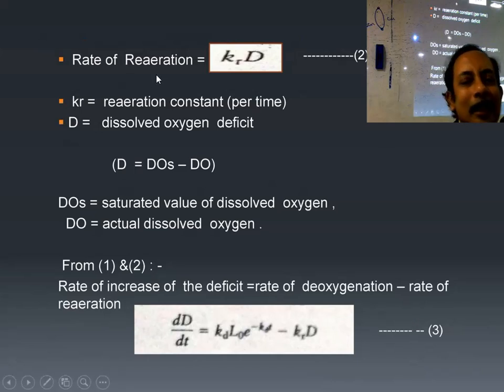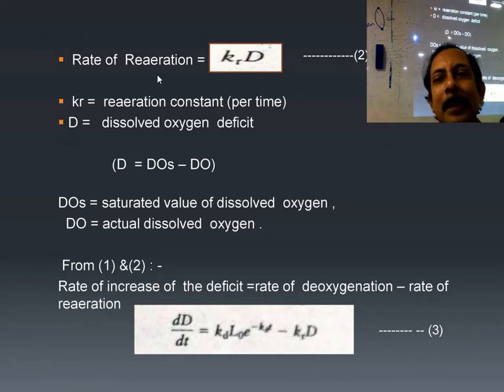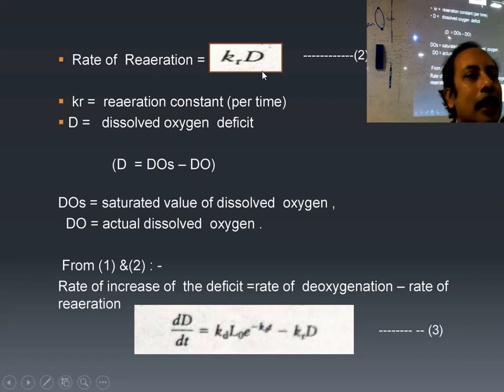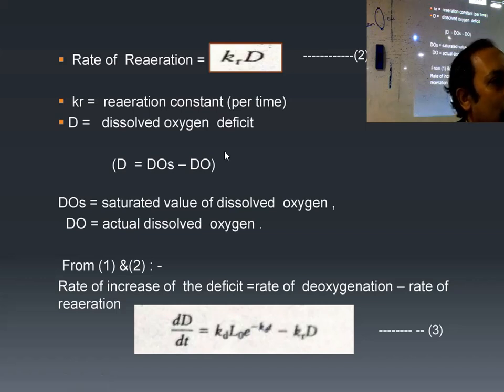Rate of reaeration, oxygen getting added from air. That is Kr into D, reaeration rate constant into D. D টা কি? What is D? এখানে লেখা আছে DOS minus DO. What is DOS? DOS মানে হচ্ছে dissolved oxygen saturated value, saturation value. Minus DO, that is any other time. This is saturation, this is any other. So difference is D.